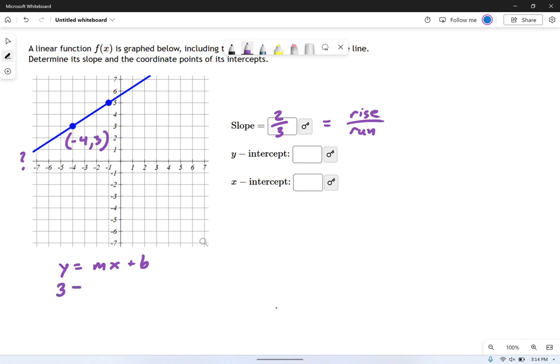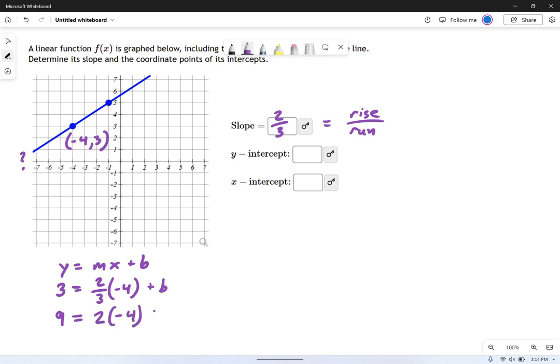See, the y value is 3. M, we just figured out a little bit ago, that's 2/3. And the x value is -4. Okay, so I just plugged in everything I know about this, and I'm going to figure out what b is. But first I need to multiply everything by 3 from the looks of it to get rid of that 3 in the denominator. It's kind of annoying.